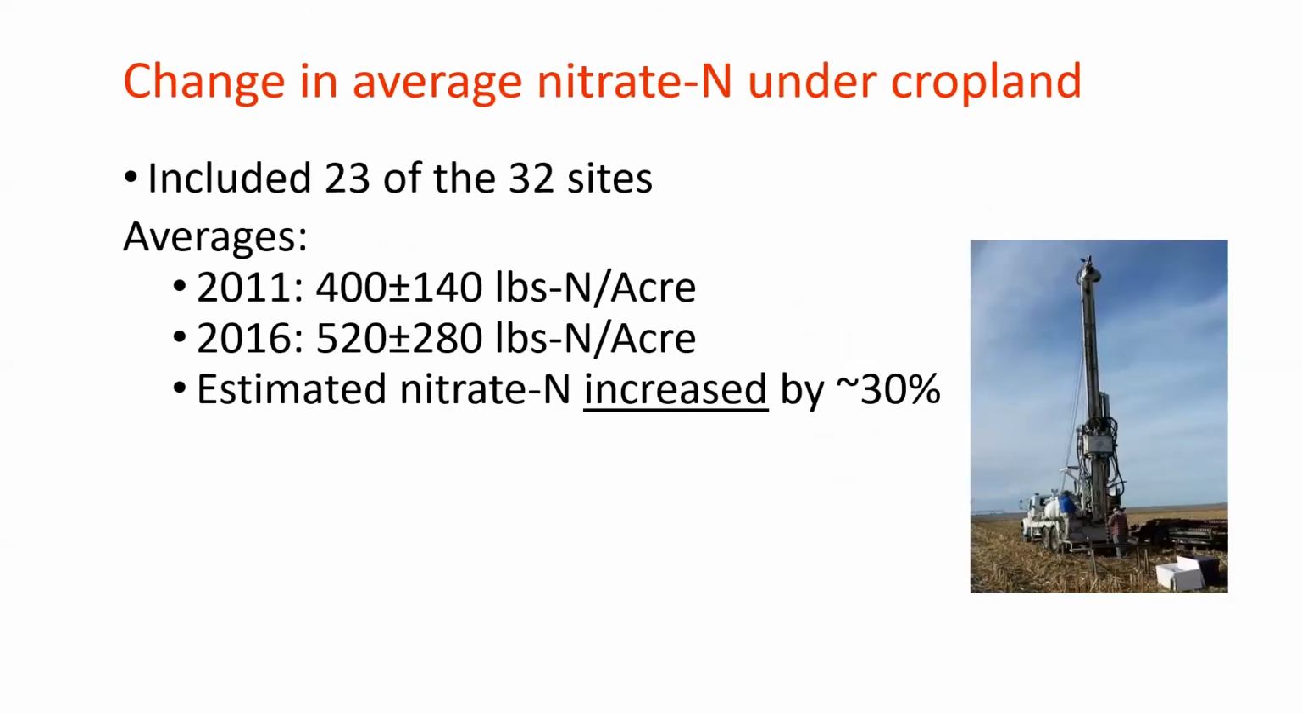If we just look under the cropland, which includes 23 of the 32 different sites, we found an average of about 400 pounds of N per acre in 2011, increased to about 520 pounds of N per acre. So even under the pivot irrigation, we saw evidence for an overall increase in nitrate stored in the Vadose zone.